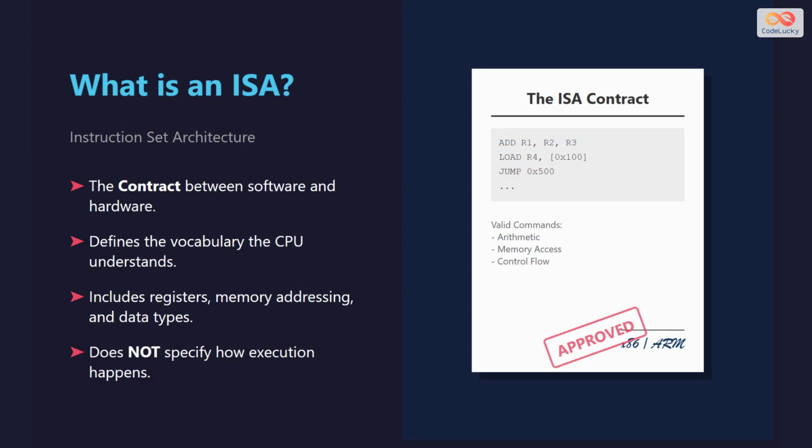So, what exactly is an ISA? Think of it as a contract or a legal document. It defines the vocabulary of the computer. It tells the programmer or the compiler exactly what the computer is capable of doing, like adding numbers, moving data, or jumping to different parts of memory. Crucially, it does not specify how these instructions are actually executed. It just promises that if you give the command, the result will be correct.